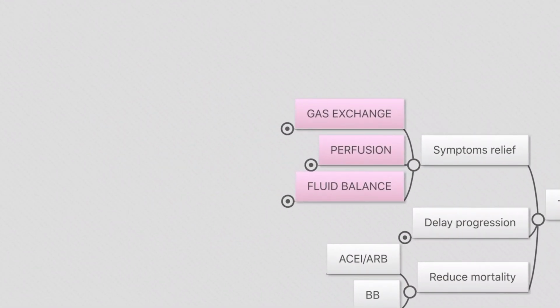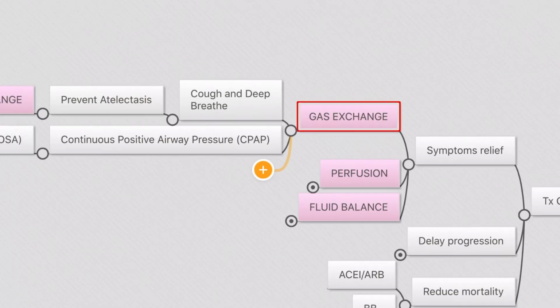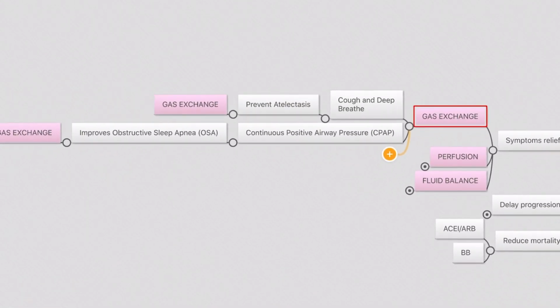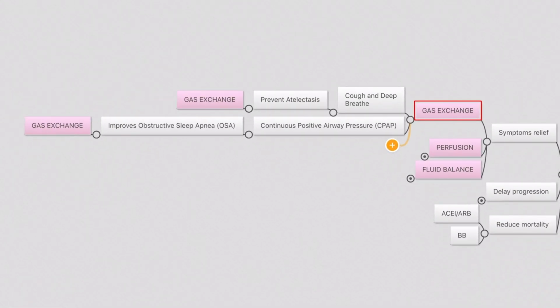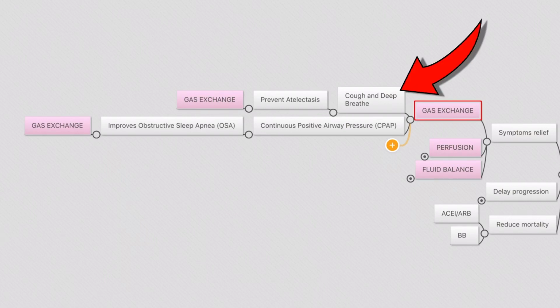First, we're going to go into gas exchange. Now, when the patient is at home and has chronic heart failure, what you can do to promote gas exchange is to help them to cough and deep breathe. That's going to help prevent atelectasis, which is the collapsing of the alveoli. And in return, it's going to help promote gas exchange.